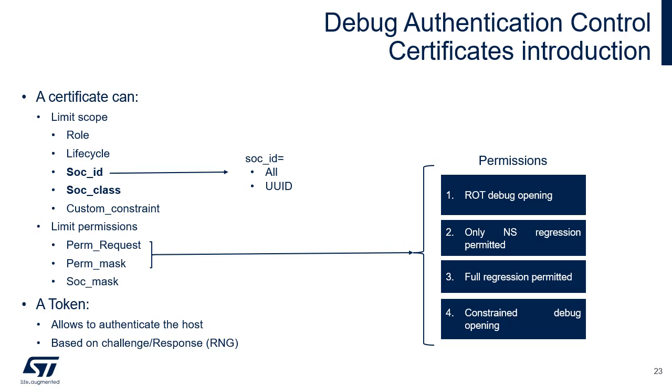Scope is limited by fields defining the role: root, intermediate or leaf, SOCID, SOC class. Debug permissions are limited by fields defining the permission request, permission mask, and SOC mask. A token is issued by the host debugger. It allows the microcontroller to authenticate the host through the challenge and response mechanism.